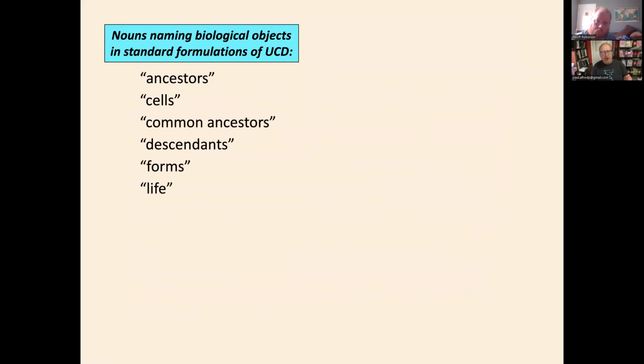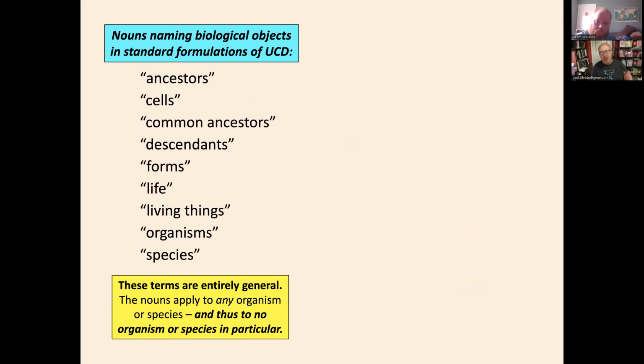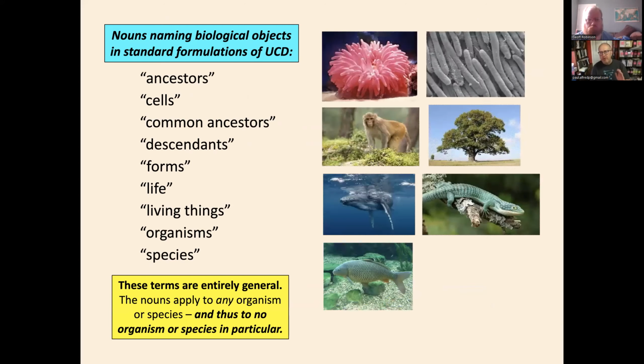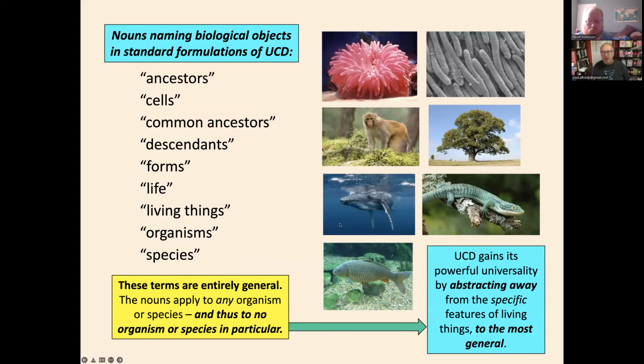This is very important. These terms, because of their general character, apply to any organism and to no organism in particular. All right, keep that in mind. Now let's look at the verbs. So here's my little PowerPoint collection. Okay, these are all organisms. Of course, they have many distinctive peculiarities representative of their species, but these terms apply to all of them in general and to none of them in particular.